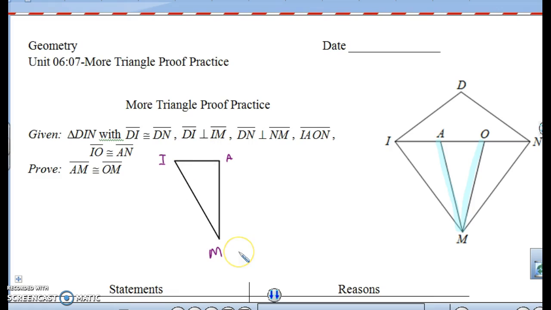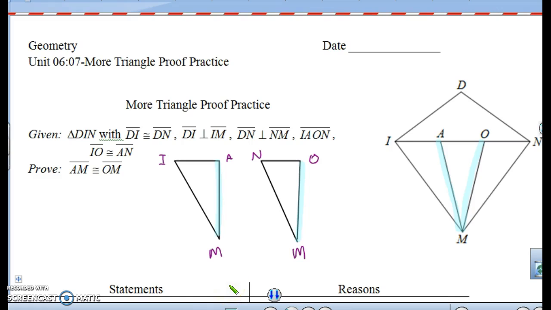And since I want this to correspond, I'm going to draw exactly the same way, except I'm going to label it with the other triangle that I'm trying to get and get the corresponding parts. So I should correspond to N, A should correspond to O, and M should be M. That gives me a goal of where I want to be. What I'm trying to get is these two sides, AM and OM, congruent. That's my goal.